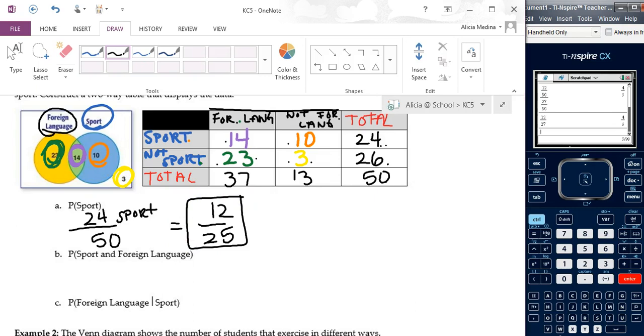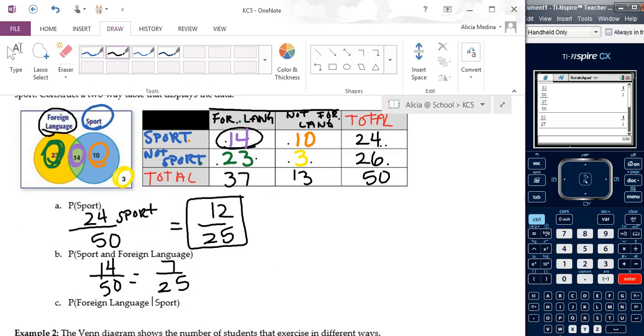Next one is, what is the probability of playing a sport and taking a foreign language? So now I have to look wherever they intersect. Where does the number of people of sport and foreign language meet? That's going to be right here at 14. Those are the yeses to both of those events. So 14 people are in a sport and take a foreign language class, still out of my 50 total people. Simplify always, and that's going to simplify to 7 over 25.